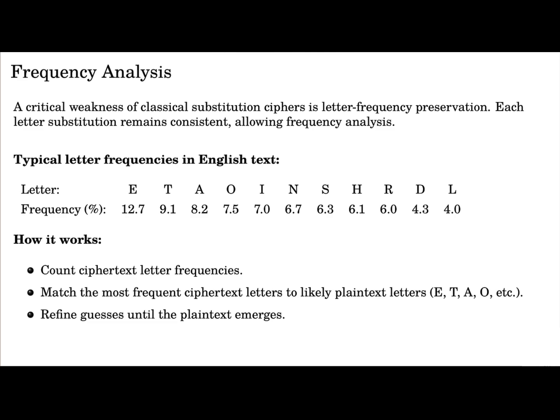The attacker can count how often each ciphertext letter appears and compare those counts to typical English letter frequencies. This is called frequency analysis. For example, if one ciphertext letter appears much more often than all the others, maybe it's the letter E. Then the attacker can refine the guess by looking at common words, repeated patterns, and context.